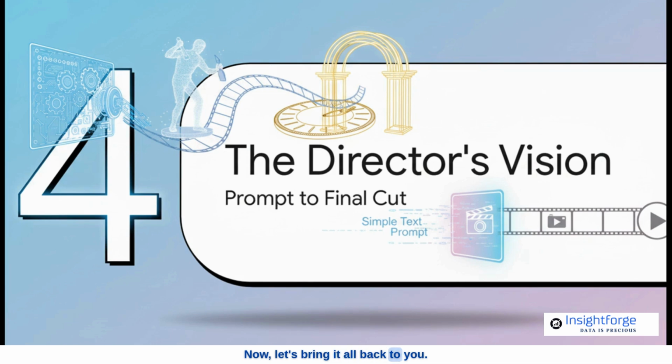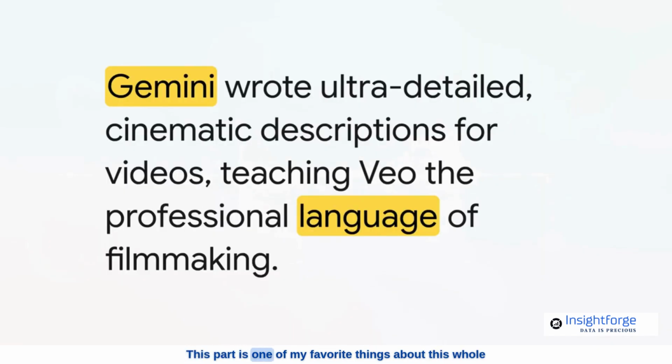Now, let's bring it all back to you. How does your simple text prompt become the director's vision for this whole production? This part is one of my favorite things about this whole system. Veo didn't just learn from videos with basic tags like "cat video." No, Google used its powerful Gemini AI to watch millions of videos and write professional cinematic descriptions for them. A simple clip of a sunset became a wide-angle drone shot panning slowly over an ocean at golden hour. By training on these expert-level captions, Veo learned the actual language of cinematography.